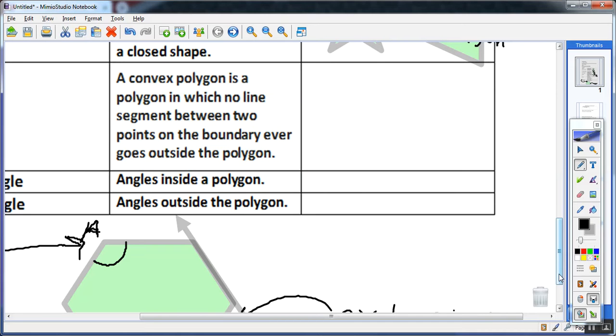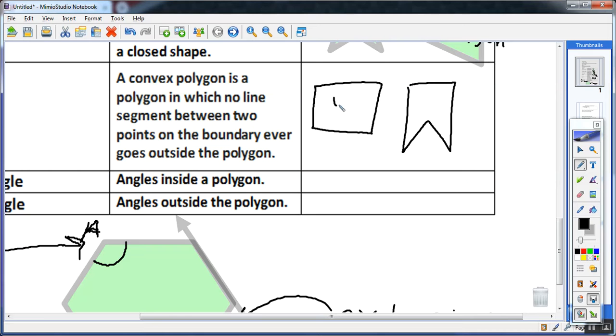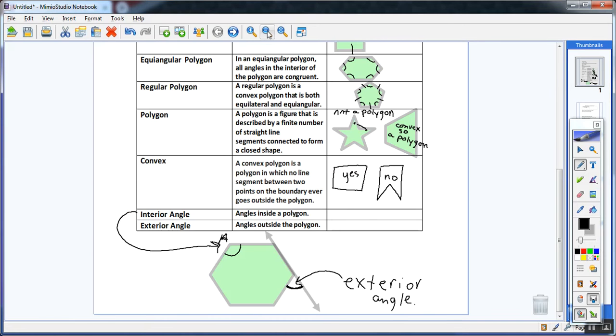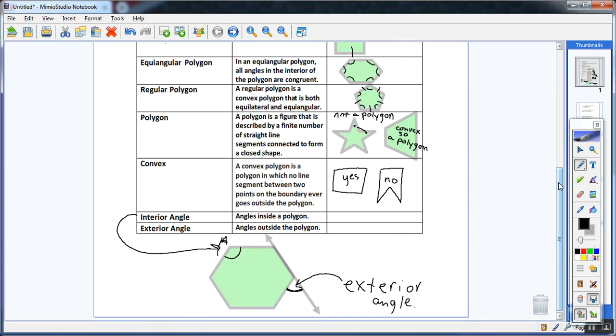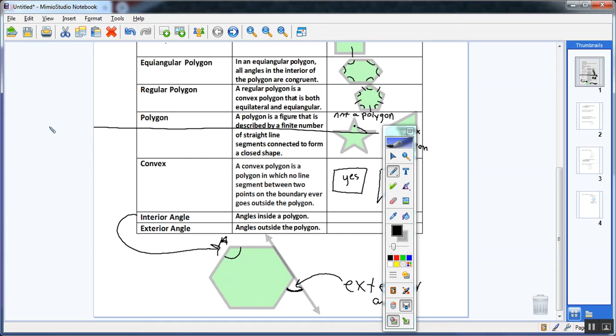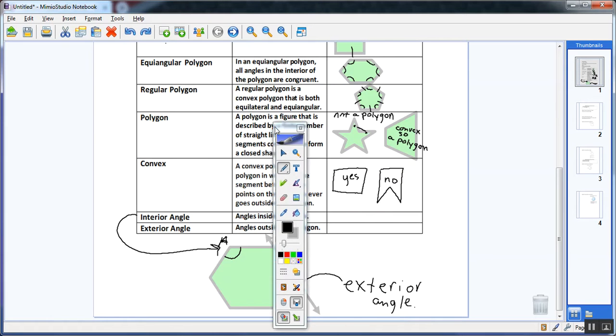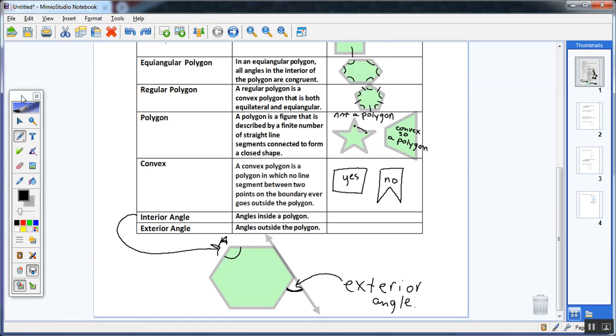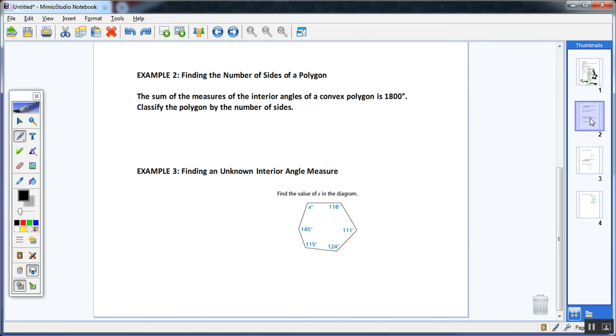You guys know what convex means, right? Which one of these is convex? Is this convex? Is that convex? Is this convex? Okay. All right, so let's rock and roll here. Let's figure that stuff out. Okay, next page then. You should have everything there. Okay, next page. Let's get rolling here.